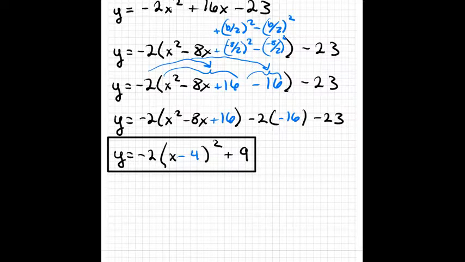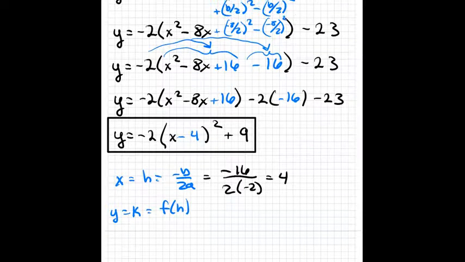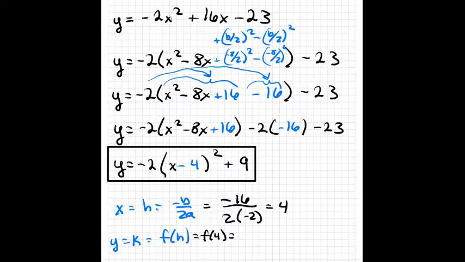So the x-coordinate of the vertex, which is our h, is going to be negative b over 2a. In our example, from the original, that's going to be negative 16 over 2 times negative 2. 16 divided by 4 is 4. So the x-coordinate of the vertex is 4, and it matches what we have up above. Then the y-coordinate of our vertex, which is our k, is going to be f of h. So whatever answer we found, we just plug it into the function and solve. In this case, that's f of 4. From the original, that's going to be negative 2 times 4 squared plus 16 times 4 minus 23.